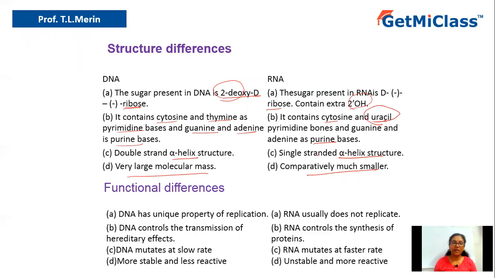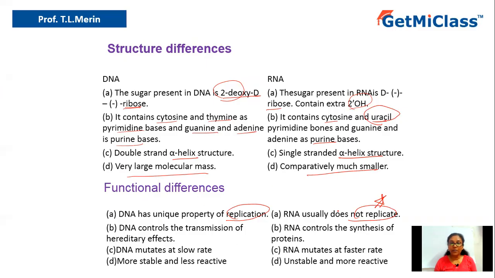So let us talk about functional differences. How are they different in their function? DNA has a unique property of replication, so it can get replicated, but RNA does not get replicated. Very, very important point: RNA does not get replicated. This is where we are talking about organisms where the genetic material is RNA. In those organisms, RNA will not get replicated.